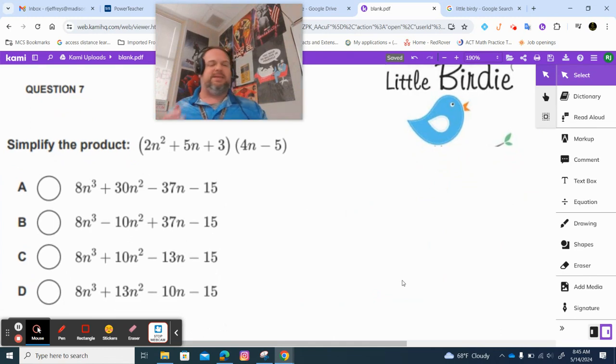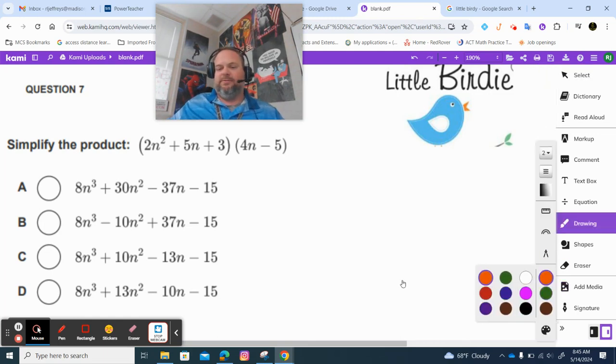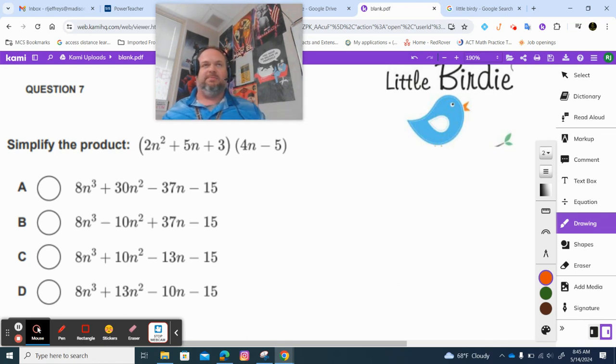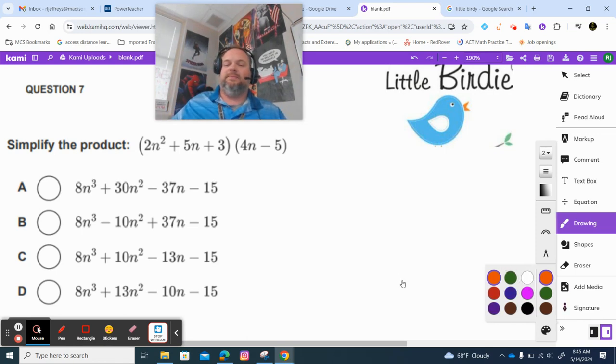Remember, we have the same thing for this one. We could do box. We could do double distributive. Or triple distributive. It just depends on how you want to set it up. Either way, you're going to get these terms.